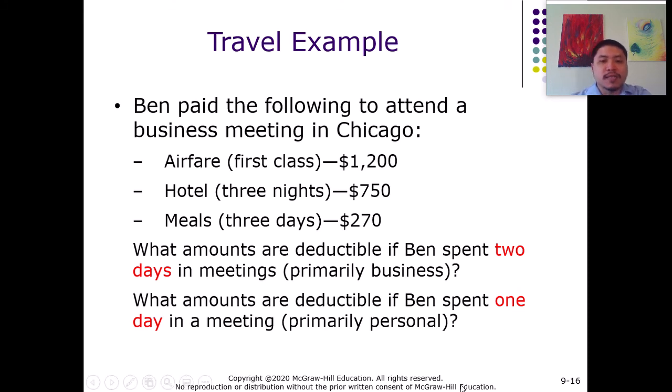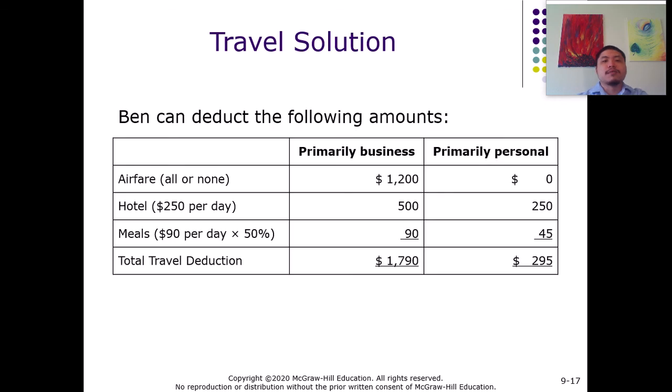If that's the case, then the trip can be considered a primarily business trip. The second scenario is Ben spent 1 day in the meeting and then 2 days enjoying himself in the city, so that trip is going to be a primarily personal trip. So for the first scenario, because this is a primarily business trip, he can deduct 100% of the transportation expense, so the whole $1,200 of airfare.